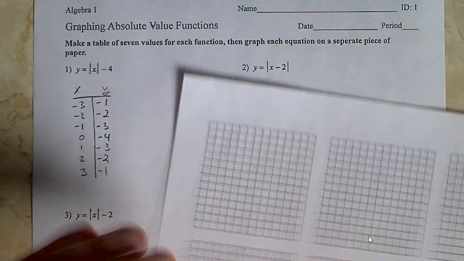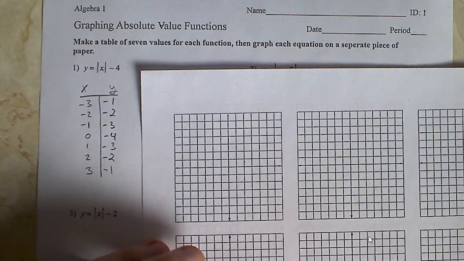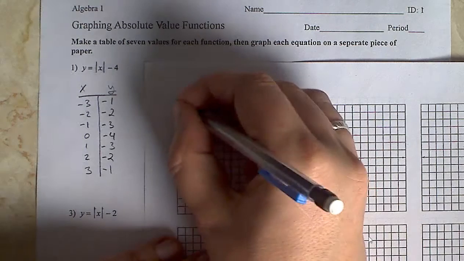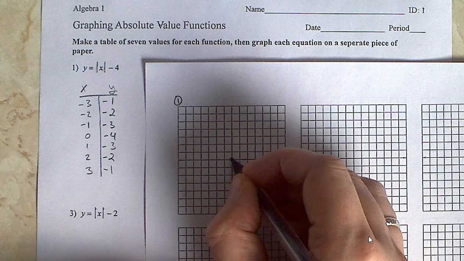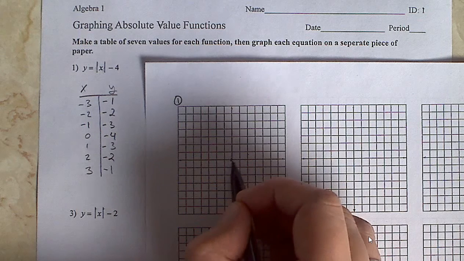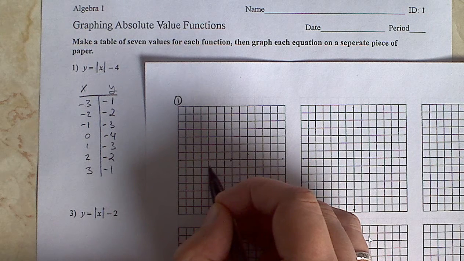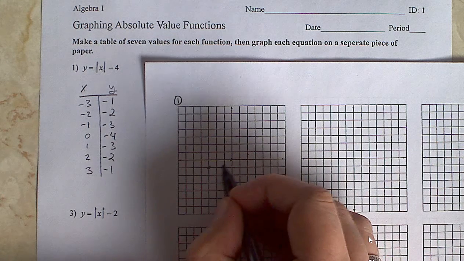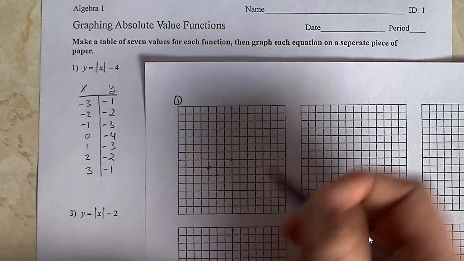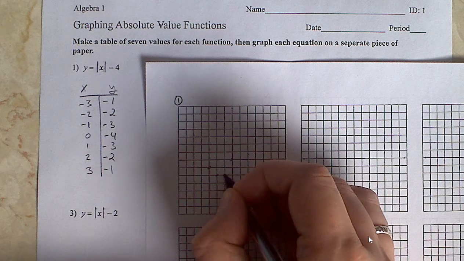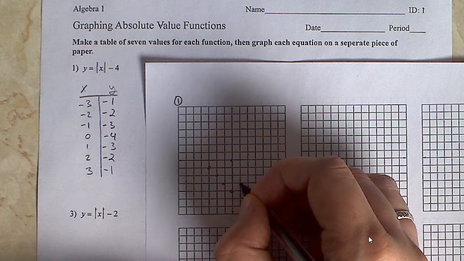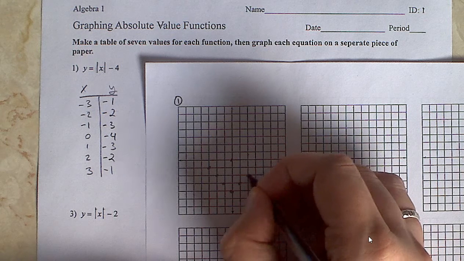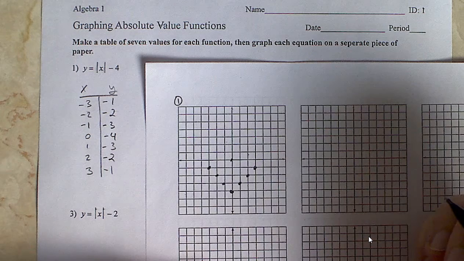Now I need to graph that. So I'm going to grab my super trippy piece of graph paper here that some of you guys are having trouble looking at. I'm going to label this one number 1 so that I know which one goes to which one. And I'm going to graph it. So here's 0, 0. I'm just going to make a dot so that I know where 0, 0 is. I'm going to go to negative 3, negative 1. So 1, 2, 3, negative 1. Negative 2, negative 2. Negative 1, negative 3. 0, negative 4. 1, negative 3. 2, negative 2. 3, negative 1.